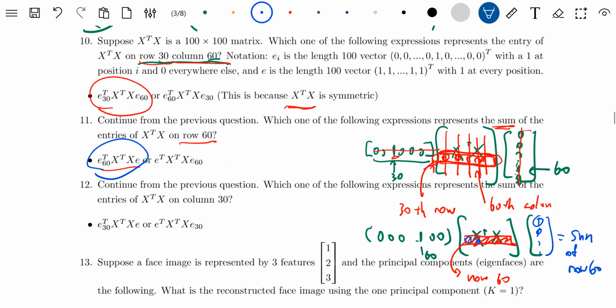So that's why we have this expression here. Again, since it's symmetric, row 60 and column 60 are the same, so you can transpose this expression to get this. And as I said, column 30 is the same as row 30. So it's exactly the same question, replacing 60 by 30.